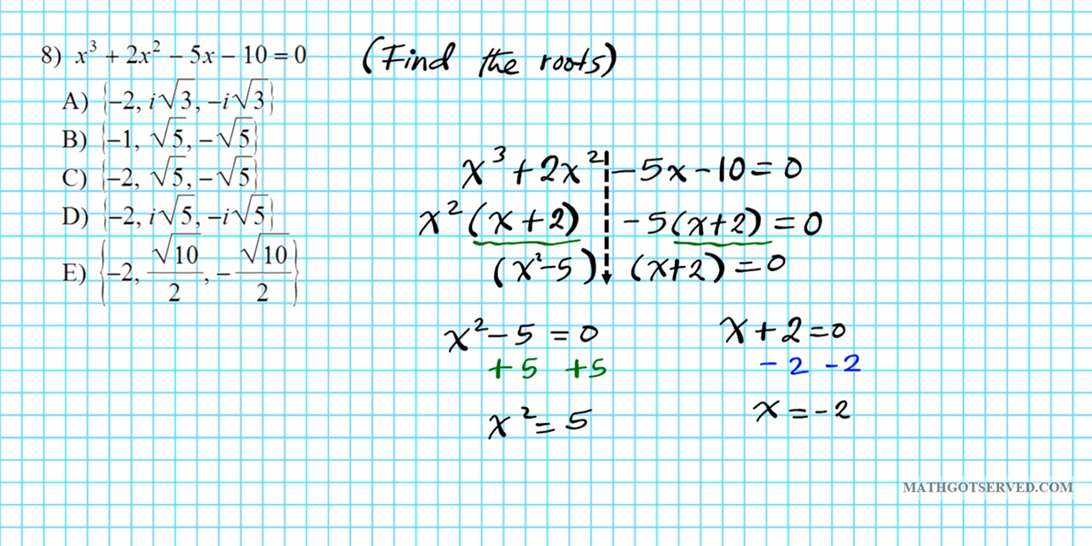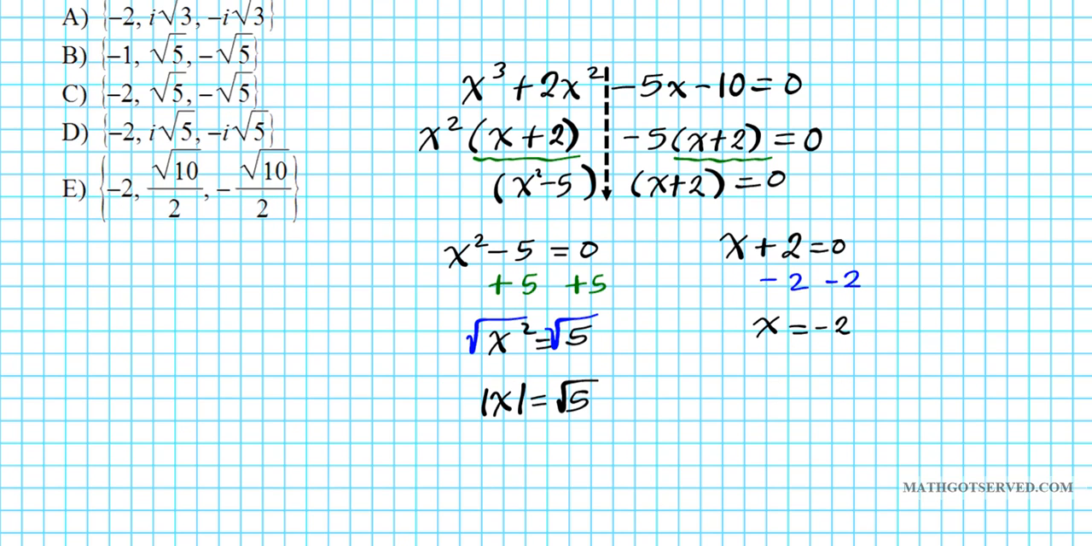Now I'm going to take the square root of both sides. Anytime you take the square root of a square, you end up with absolute value of x equals root 5. Another way to write absolute value is plus or minus. So you can write it as x equals plus or minus root 5. Okay, so our roots are negative 2, negative root 5, and root 5. The correct answer is option letter C.